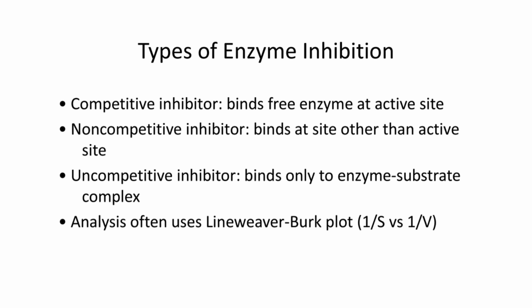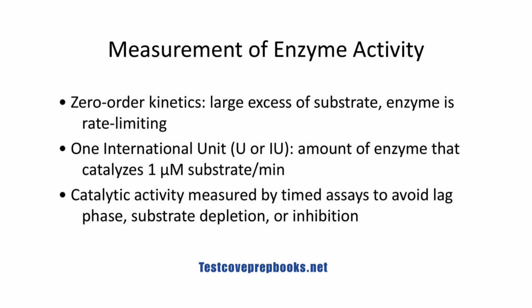These inhibition types can be studied using a Lineweaver-Burk plot, which graphs 1 over substrate concentration against 1 over velocity. When it comes to measurement, we use zero-order kinetics. This means there is a large excess of substrate, so the enzyme itself becomes the rate-limiting factor.